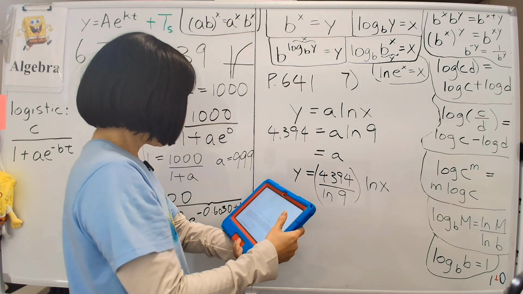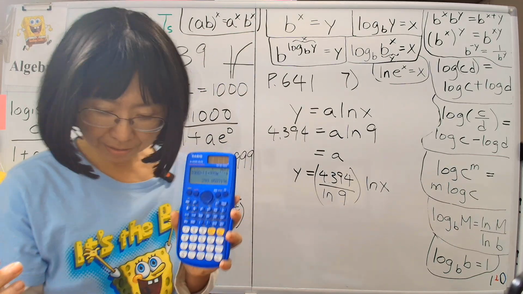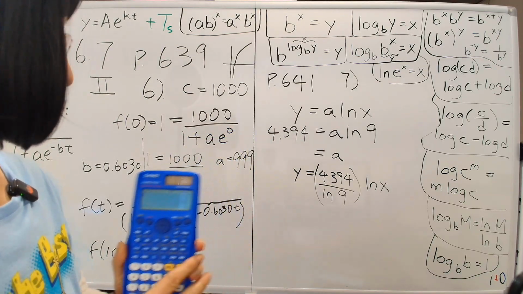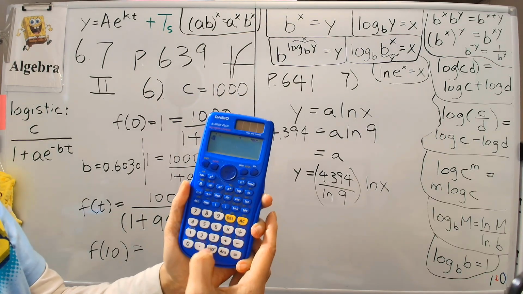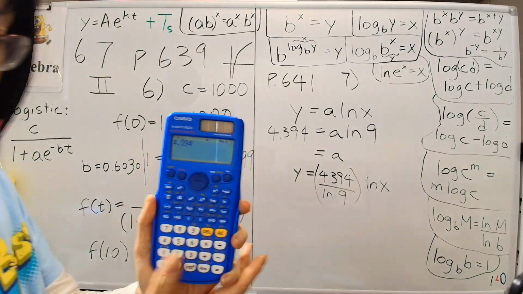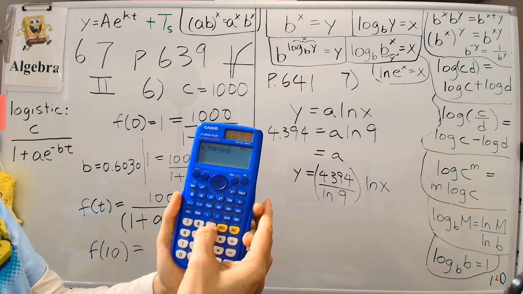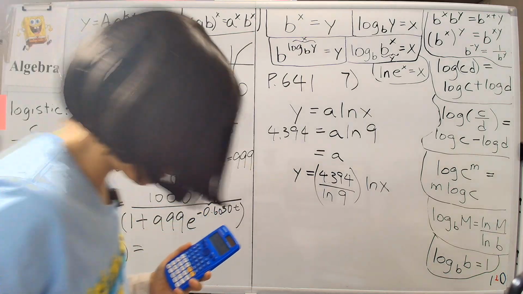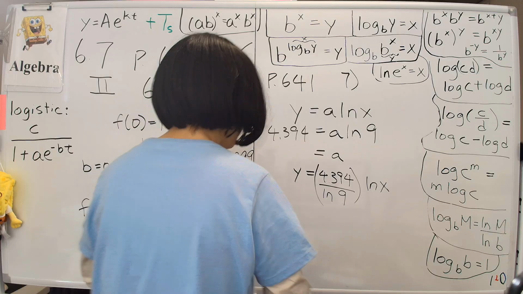But first, let's punch this out. Let me clear this. We're just doing 4.394 divided by natural log of 9, close parentheses. And that equals 1.999. So we'll take that as 2. So we'll just plot the 2.